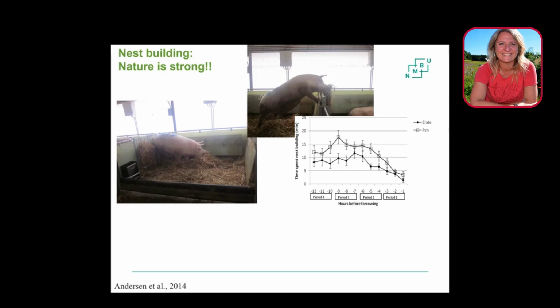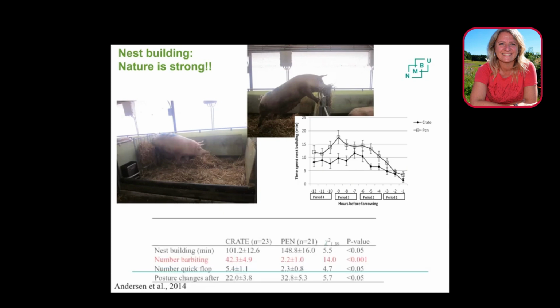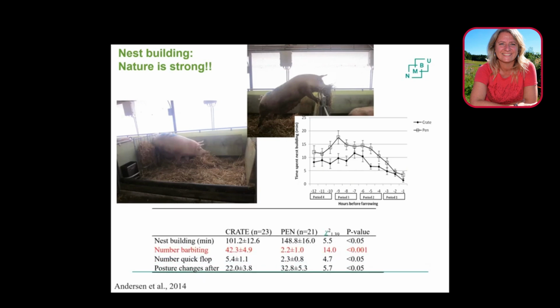So in Norway, we recommend the farmers to give free access to nest building material at least 12 hours before expected farrowing. And as you see here from the picture, we use hay racks or straw racks so that the sow can pull out what she needs to be satisfied to do nest building. But as I said, it's very important that they have the space to do the behavior that they're motivated for.